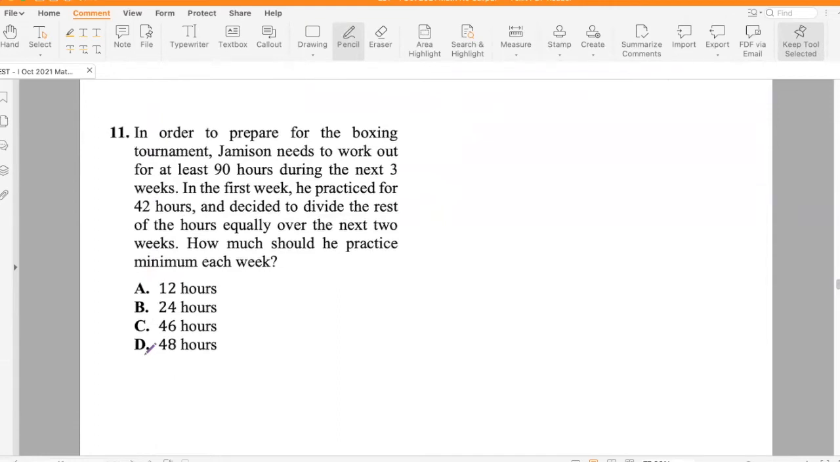In order to prepare for the boxing tournament, Jamison needs to work out for at least 90 hours during the next 3 weeks. In the first week, he practiced for 42 hours and decided to divide the rest of the hours equally over the next 2 weeks. How much should he practice minimum each week? Okay, so he already practiced 42 hours. So he's left with 90 minus 42, which is 48. And this he needs to divide equally. So that will be at least 24 hours per week.